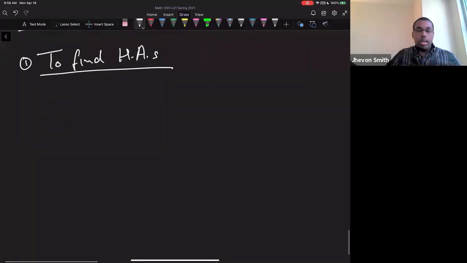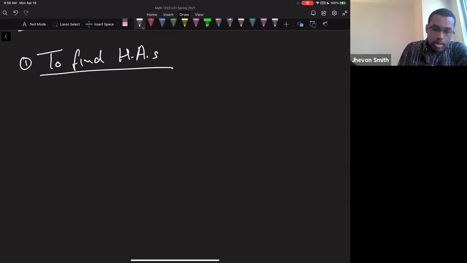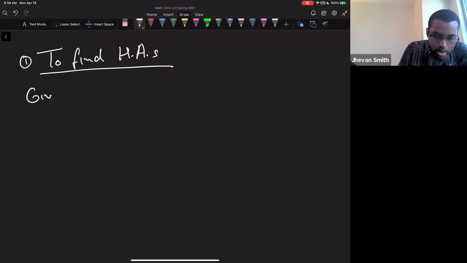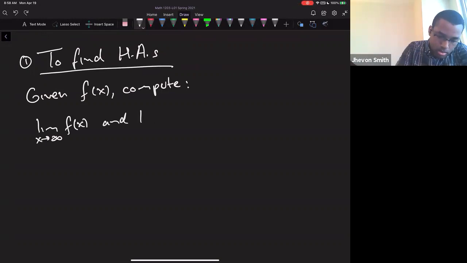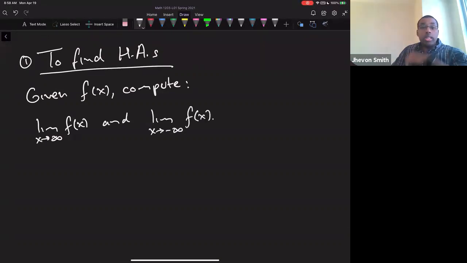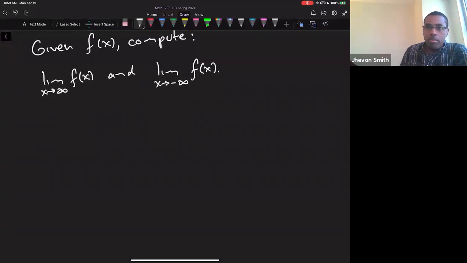All right, so let's talk about horizontal asymptotes. Given f of x, compute these limits. The limit as x approaches infinity of f of x and the limit as x approaches negative infinity of f of x, which at this point we are very comfortable with limits, of course. Computing that shouldn't be a problem.